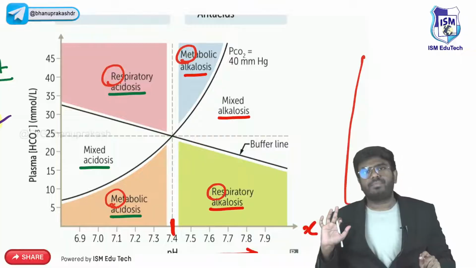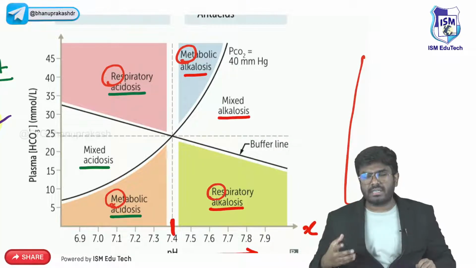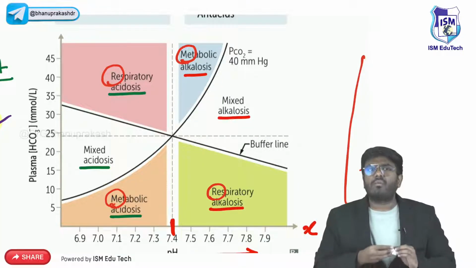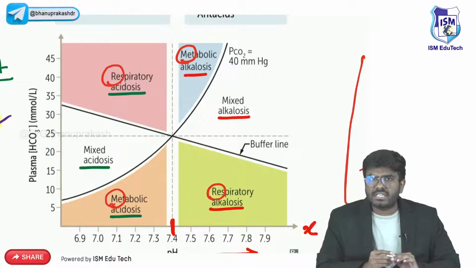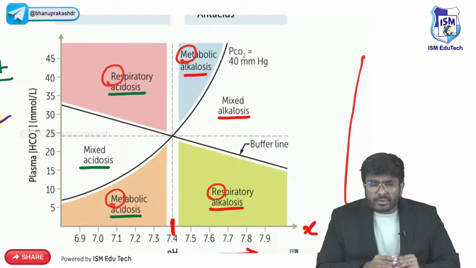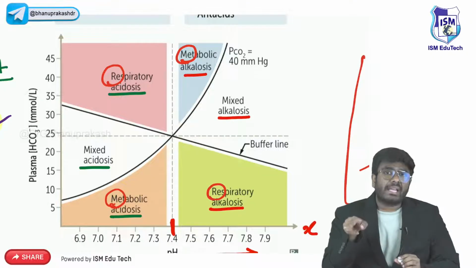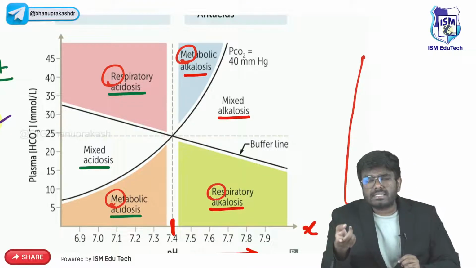So this is the Davenport's diagram, which is very much important for your exam. What is the normal anion gap? 8 to 16 milliequivalents per liter. And the anion gap is because of unmeasured anions like plasma proteins, keto acids, lactic acids.